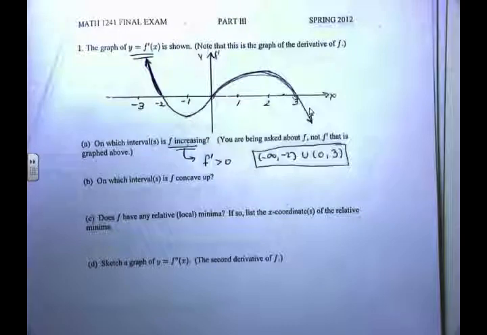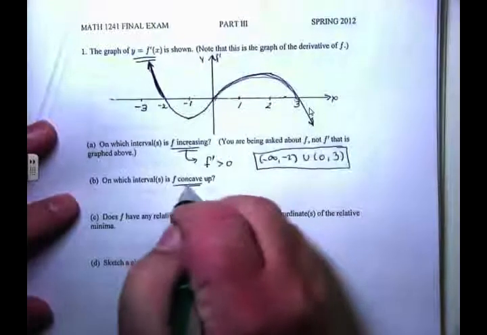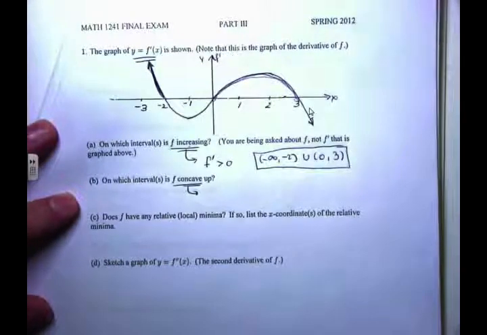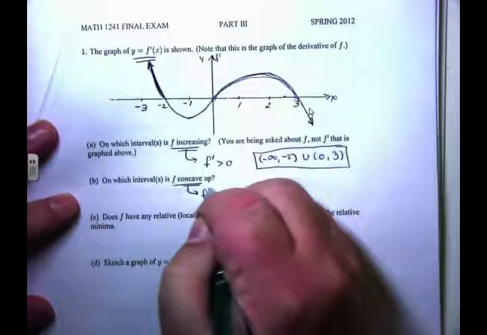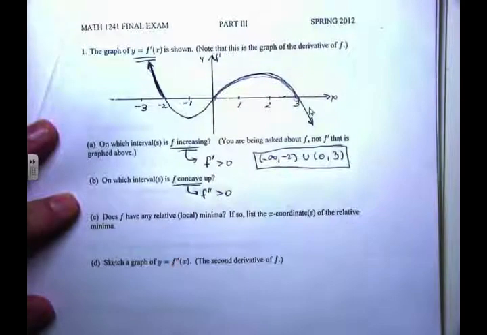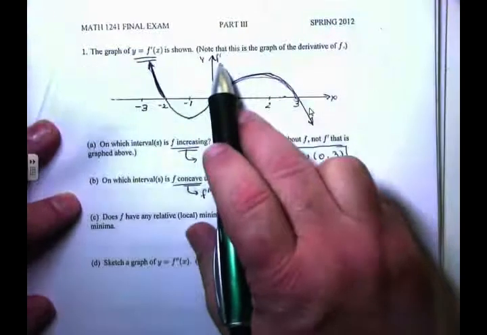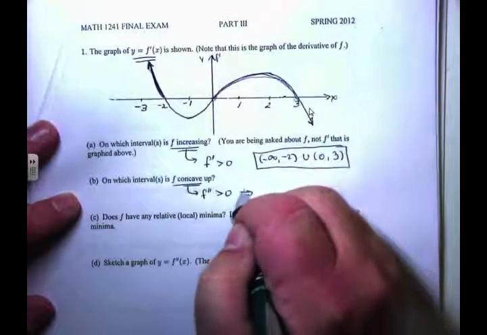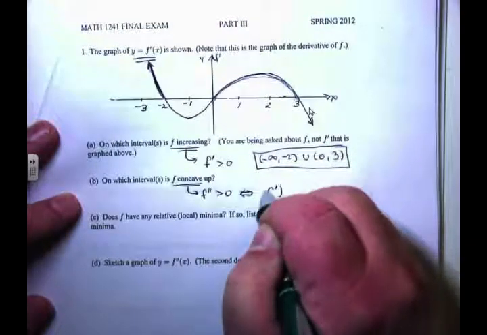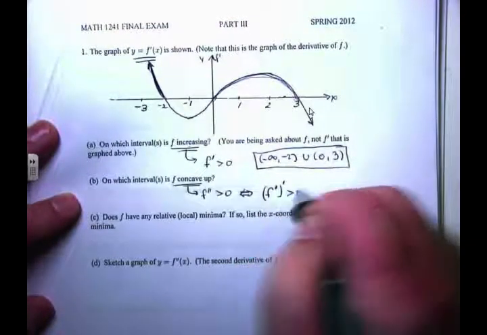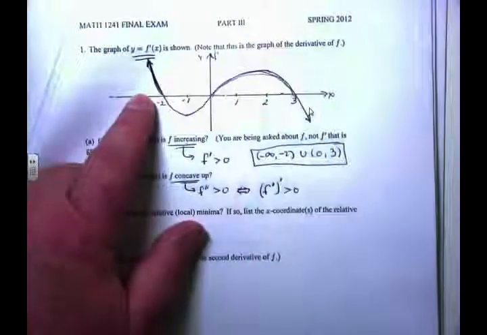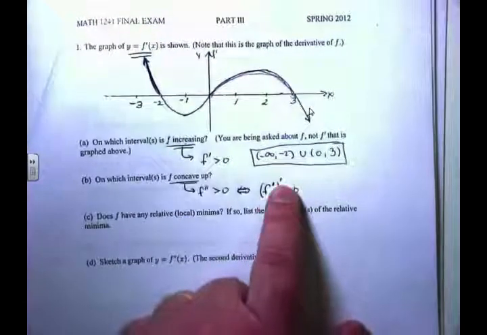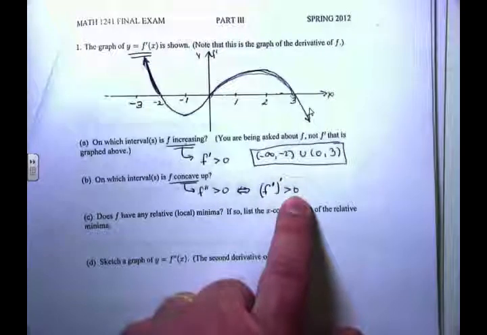Next one. On which intervals is f concave up? Now, again, writing down the concept. What does concave up mean to you? That is where the second derivative is greater than zero. But they gave me the graph of the first derivative. So I have to look at the world through the first derivative. Intuitively, this will be where the derivative of the derivative is greater than zero. They gave me the graph of f prime. I want its derivative to be greater than zero.